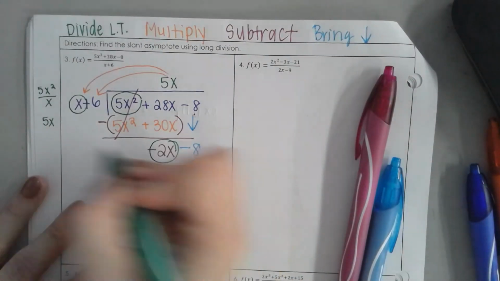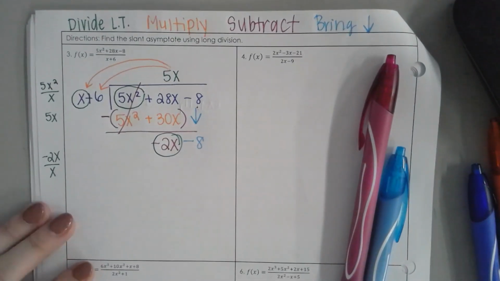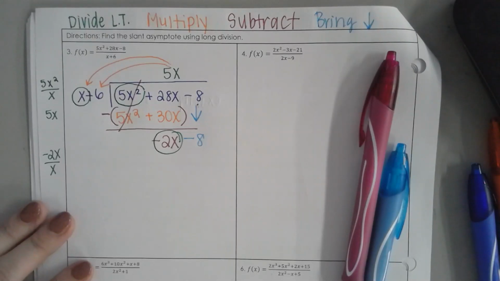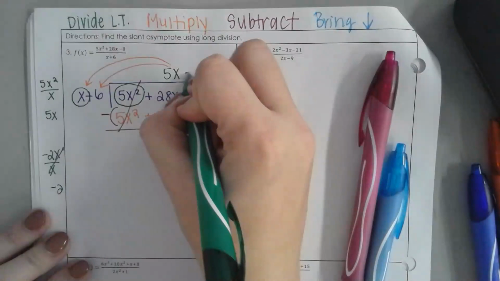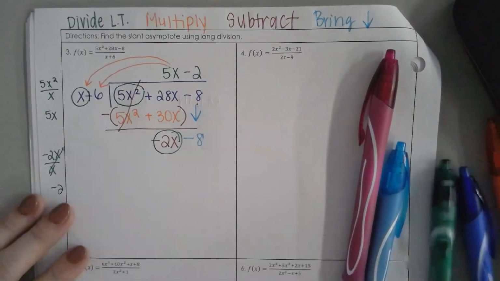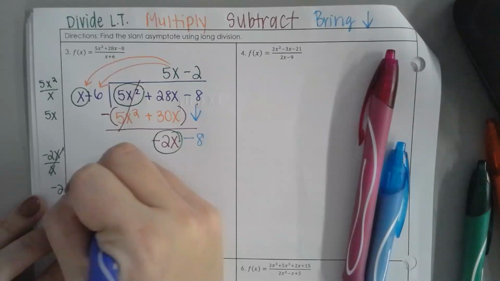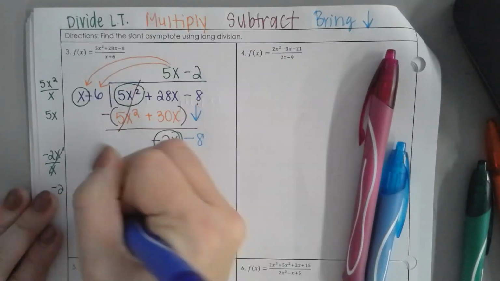So if I take negative 2x divided by x, that is what? Negative 2, because the x's cancel. So we have a minus 2, and there is no need to keep going. You could finish dividing it, but when it's only asking for the slant asymptote, you're done. So we have a slant asymptote at y equals 5x minus 2.